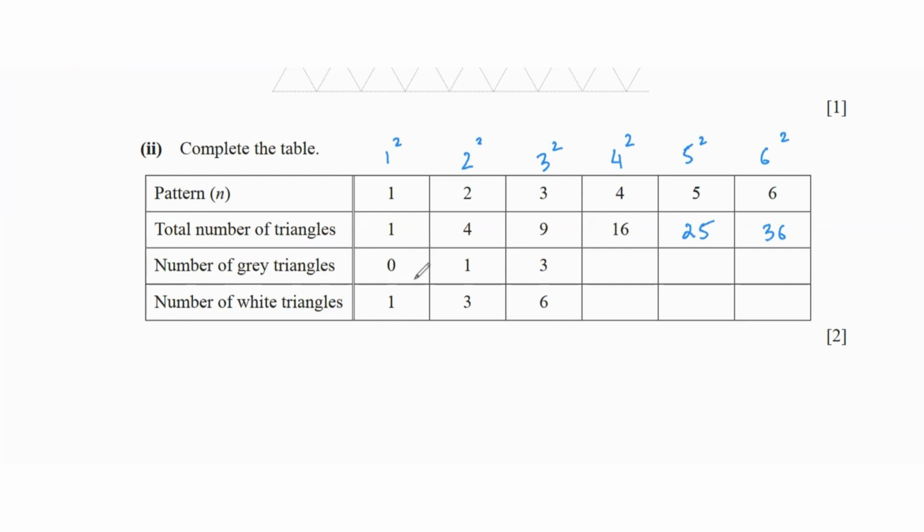Then for the number of gray triangles, as I told you, we were adding consecutive integers. So we added 1, then we added 2, then we added 3, 4, and then 5. For the number of white triangles, we're also adding consecutive integers, but we're starting with adding 2. So 2, 3, 4, 5, 6.